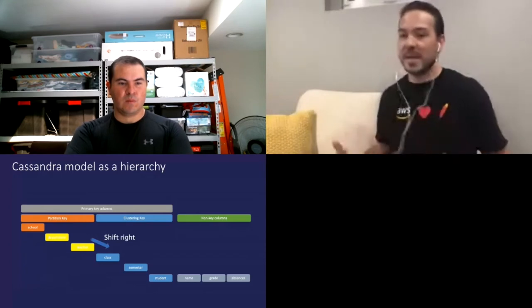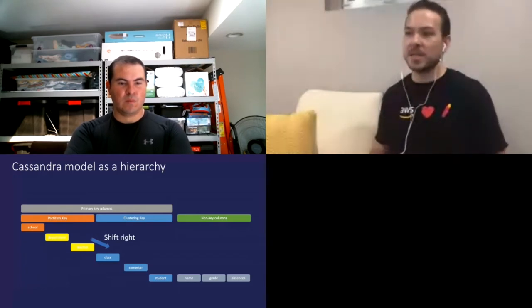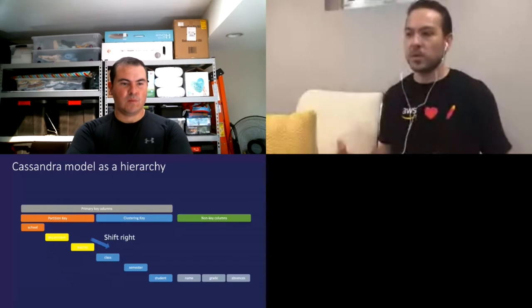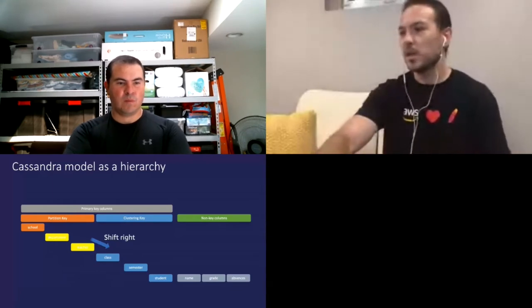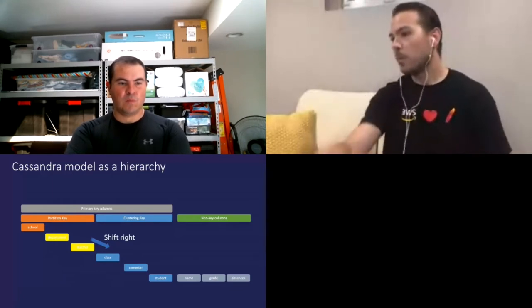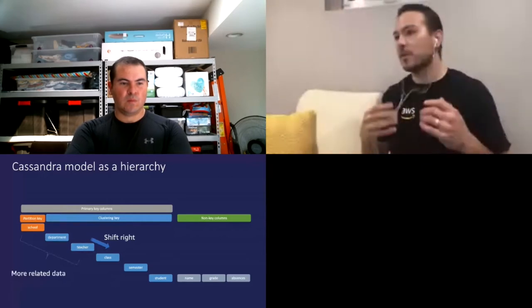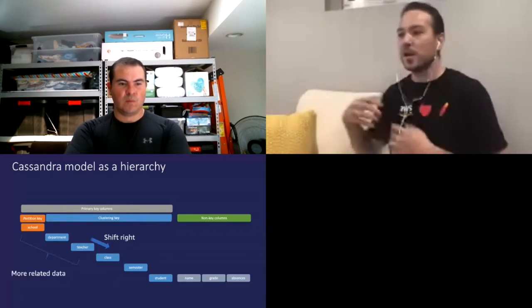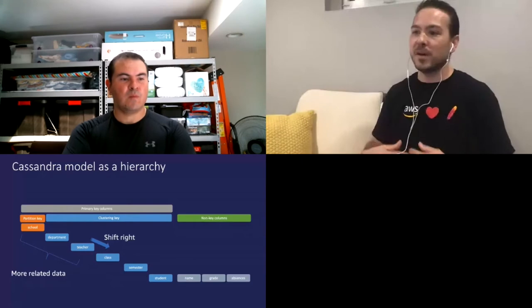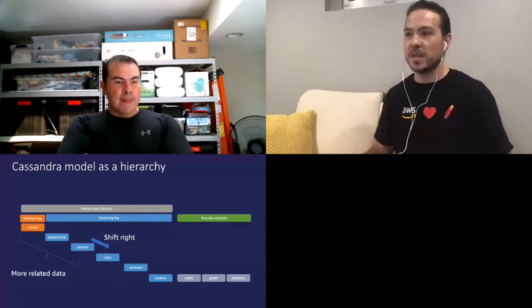But we also have situations where we need to improve the query capabilities and reduce the complex logic in the client side to order all these different partition lookups. So we want to shift right. And when we shift right, now we're moving data from our partition key to our clustering column, right? Now what we've done is we have more relationships within this hierarchy.